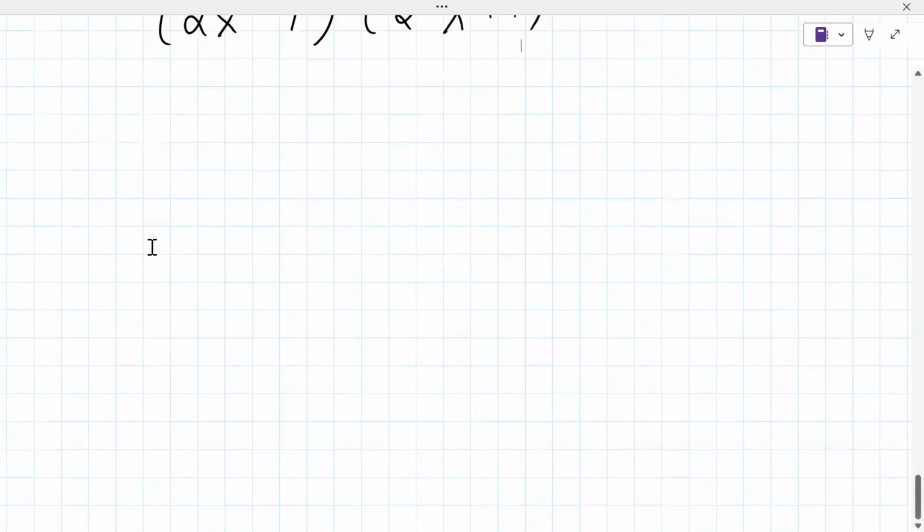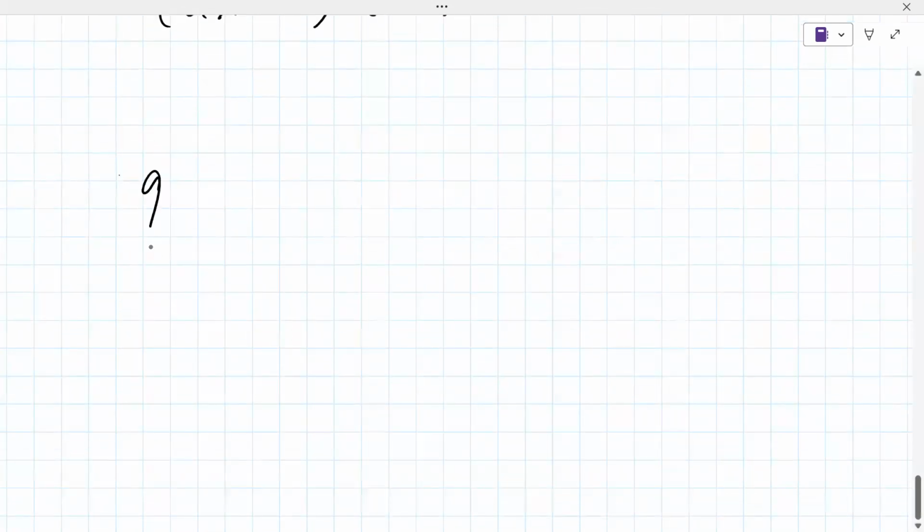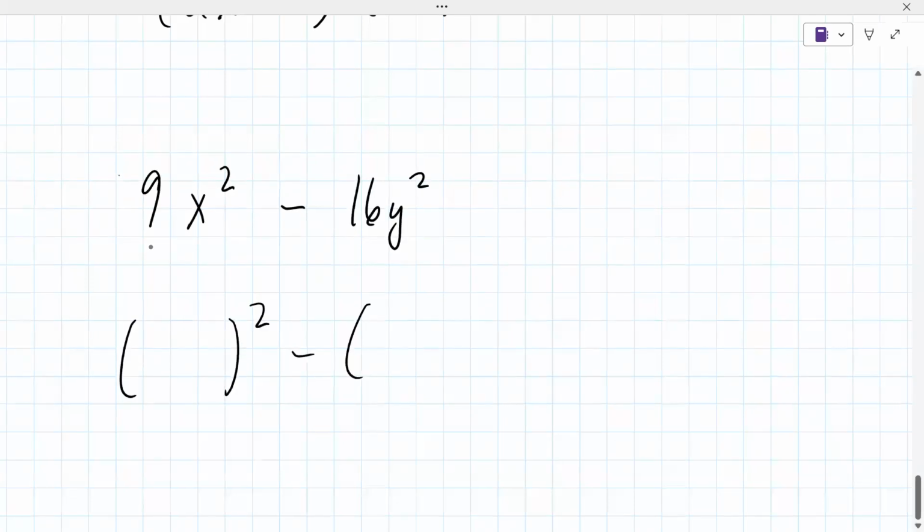So what it could be here, let me give you a more complicated one. This is 9x squared minus 16y squared. You have to figure out what it is squared minus what it is squared, like that. So for the first one, first one would be 9x. Nope, because you're squaring. It's both the number and the letter, should be 3x.